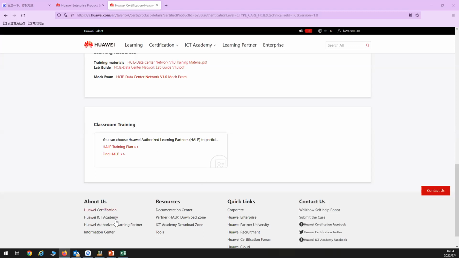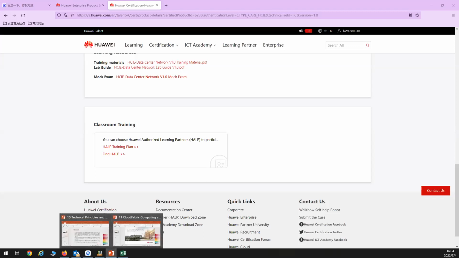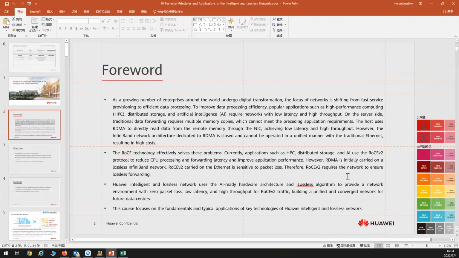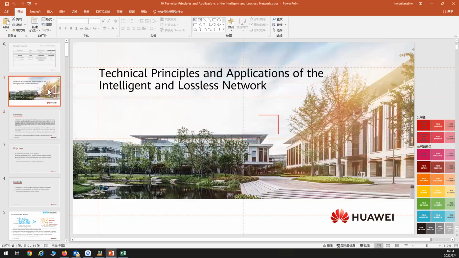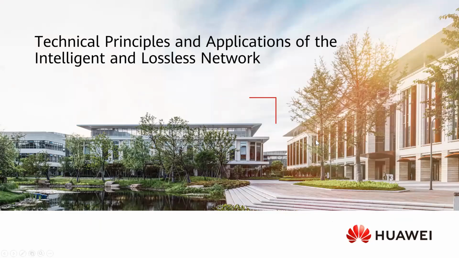Okay, let's continue our class. First, let's visit the technical principle and application of the intelligent and lossless network. Here I must tell you, the intelligent and lossless network is just a logical concept.